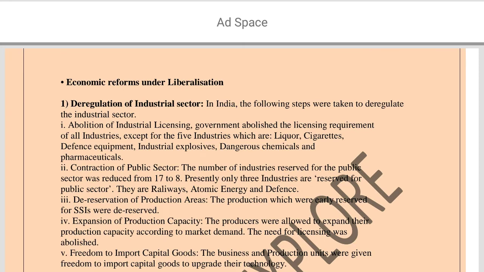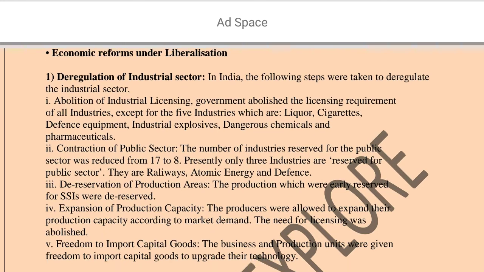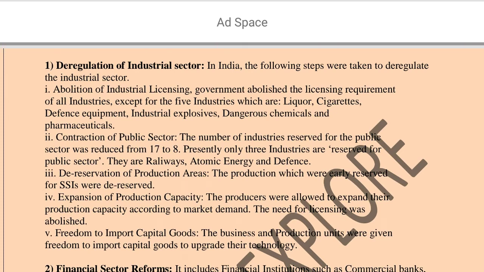The first one was deregulation of the industrial sector. Earlier there was something called license raj, and during this NEP, abolition of industrial licensing took place, except for a few industries like liquor, cigarettes, defense equipment, industrial explosives, dangerous chemicals, and pharmaceuticals. Then the contraction of the public sector. The number of industries reserved for the public sector was reduced from 17 to 8, and only three industries are presently under the public sector. They are railway, atomic energy, and defense.